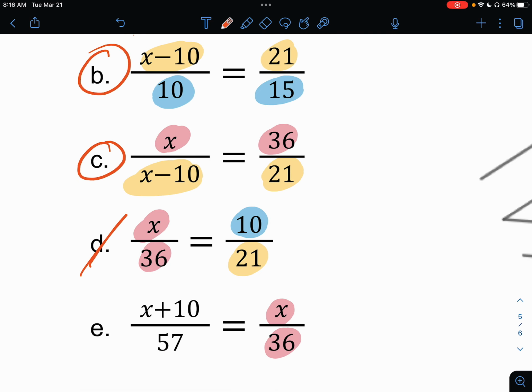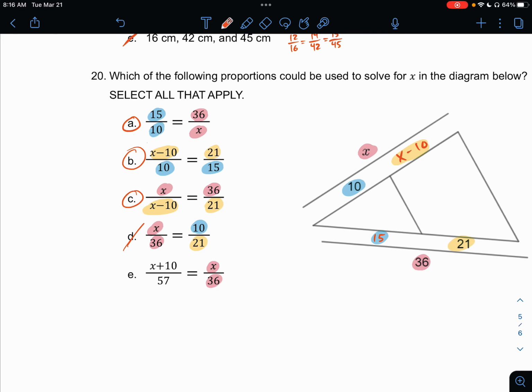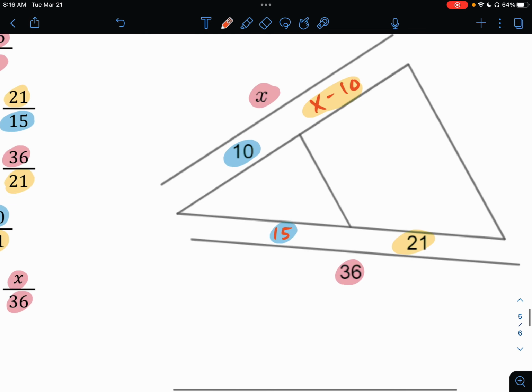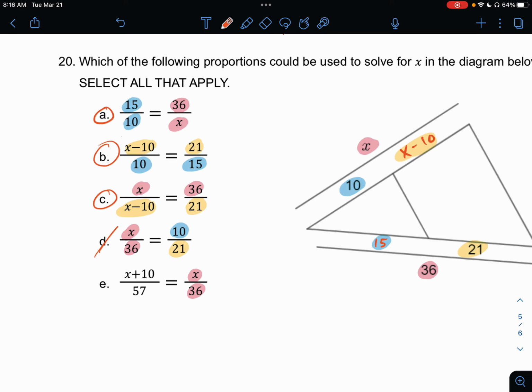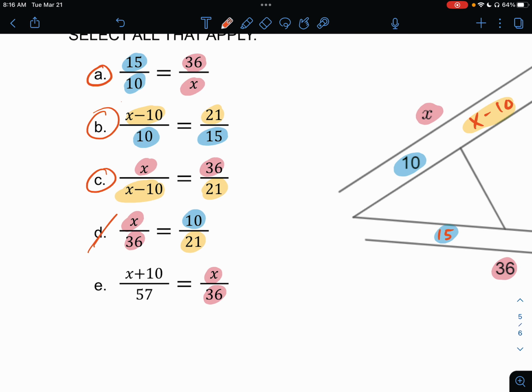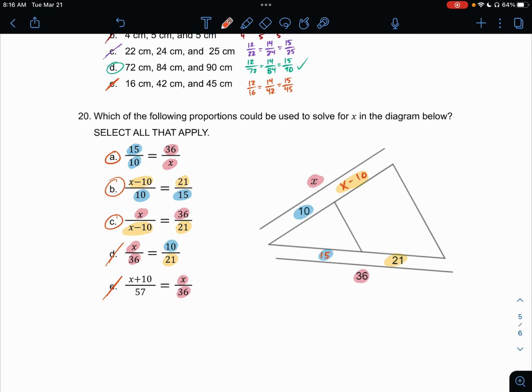And then I have E with this x plus 10 and this 57. That would come from adding these numbers together, which, there's no reason I would do that. That's just not going to make sense. So that x plus 10 and that 57 are not even part of this. So E is definitely not it. So select all that apply. It was A, B, and C. And those are our answers here.